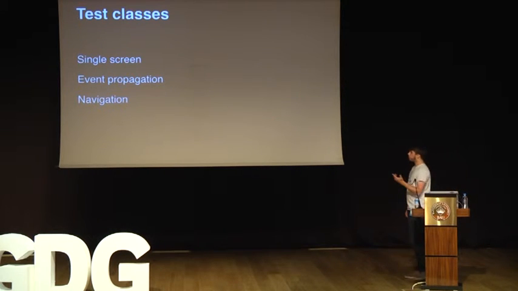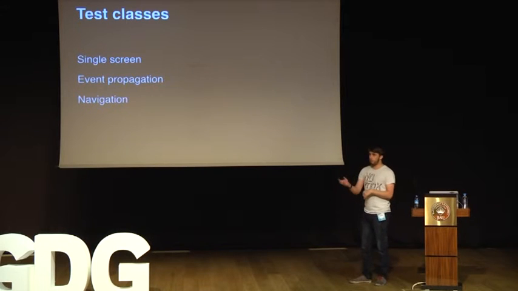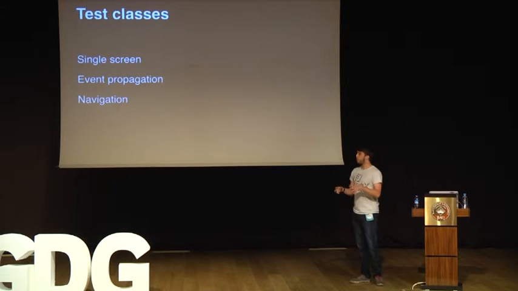So in our application, in SoundCloud Pulse, we have 3 different types of test classes. So we have test classes that test a single screen. They just pop the screen, do some action on it, and then destroy the screen. That's it. It's not going to go to another screen. And we use this for every screen.